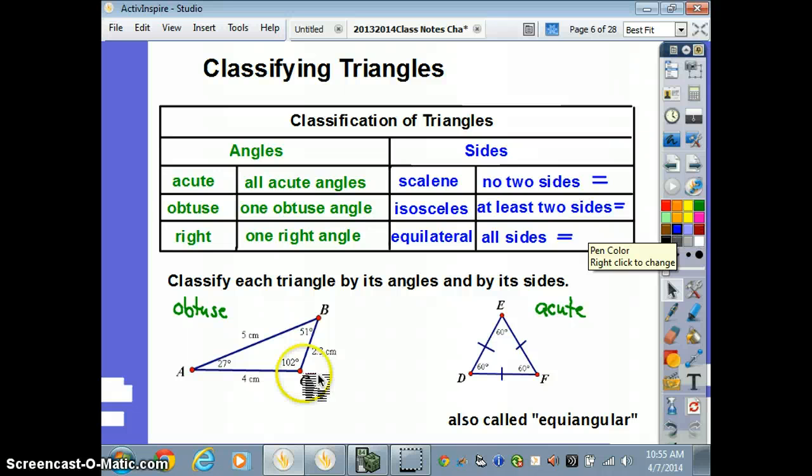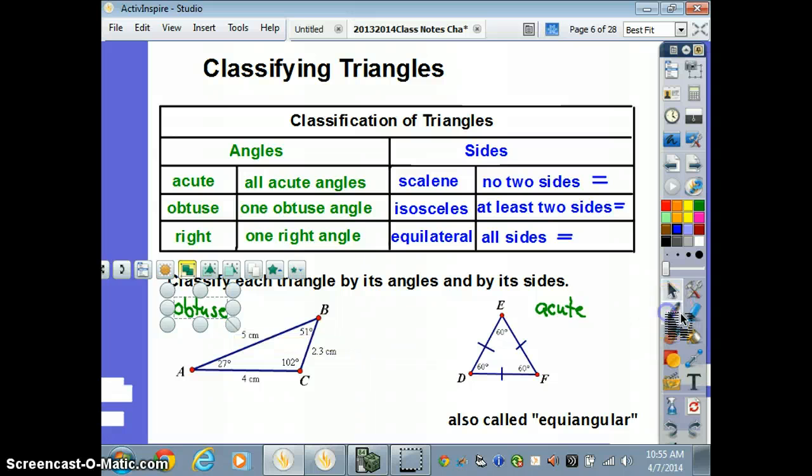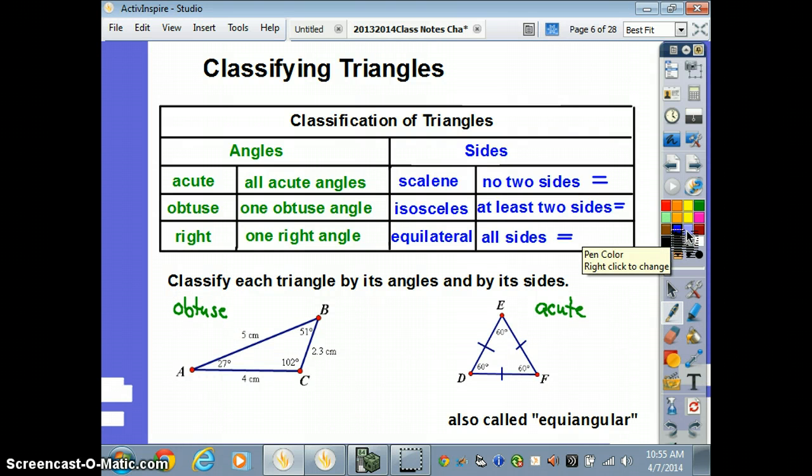Okay, now let's go and name these two triangles by their sides. We have 2.3, 4, and 5. All the sides are different. We call that scalene. Okay, and this one, all the sides are equal. This mark means they're all equal. We call that equilateral.